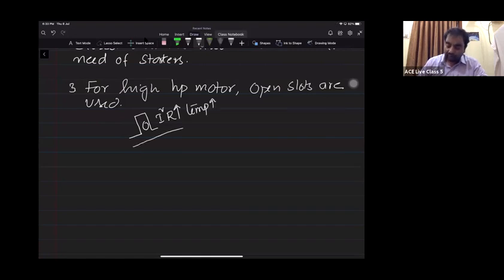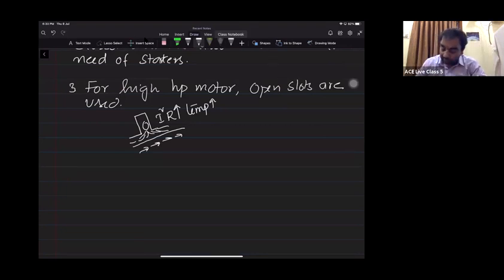Then if the slots are completely open, this is the rotor which will be rotating in the area. When the rotor is rotating, the air will be in motion, and that air will be hitting the conductors. As a result, the temperature of the conductor is reduced. Why? Because the slots are completely open, and this rotor will be rotating with very high speeds. Then there is a wind effect which tries to reduce the temperature.